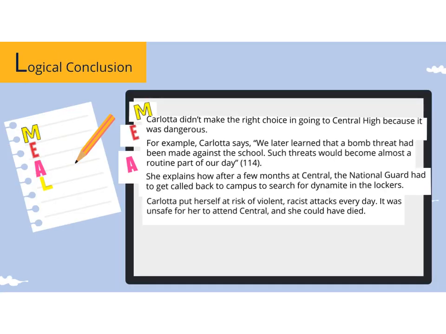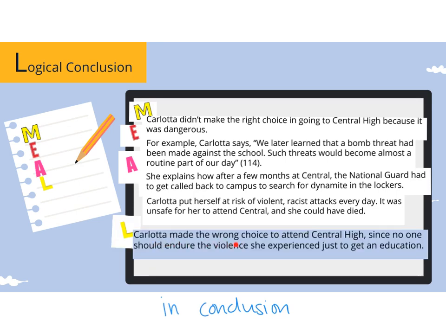The last step of a MEAL argumentative paragraph is the L, the logical conclusion. For your conclusion, what you have to do is start with a sentence stem like "in conclusion" and sum up your main claim again. Try to use different words to communicate the same idea. Remember, the main claim in this example is that Carlotta didn't make the right choice. How would you say that in a different way? I'm going to say, Carlotta made the wrong choice to attend Central High since no one should endure the violence she experienced.